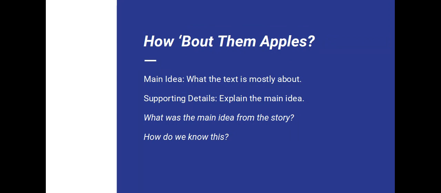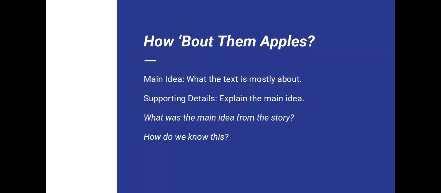When we are reading a story to find the main ideas, we want to look for key words and ideas that are repeated throughout the story. We also want to ask ourselves what the text was mostly about, and we can also look at the pictures and read the title. From the story we read yesterday, How About Them Apples, what do you think the main idea of the story was?